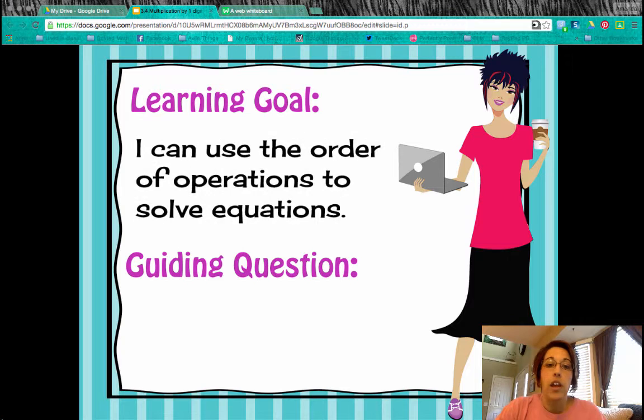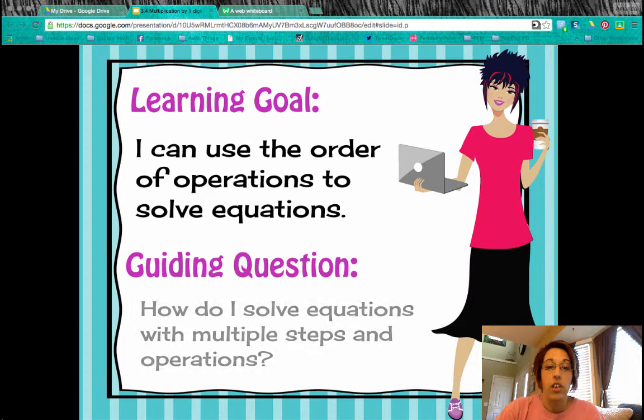So our learning goal today is I can use the order of operations to solve equations. Our guiding question is, how do I solve equations with multiple steps and operations?